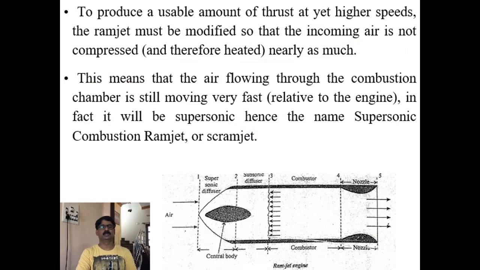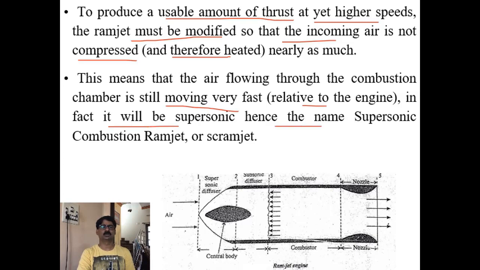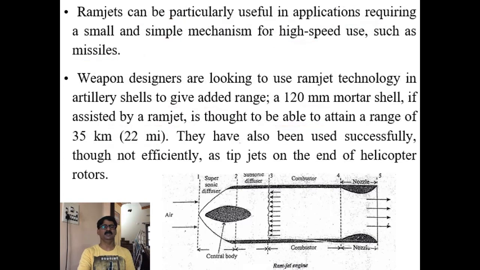Now to produce a usable amount of thrust, even at higher speeds, the ramjet must be modified so that the incoming air is not compressed, in the sense it is not heated. This means that the air flowing through the combustion chamber is moving very fast relative to the engine. In fact, it will be supersonic, hence the name supersonic combustion ramjet or scramjet. Ramjets can be particularly useful in applications requiring a small and simple mechanism for high-speed use, such as missiles.